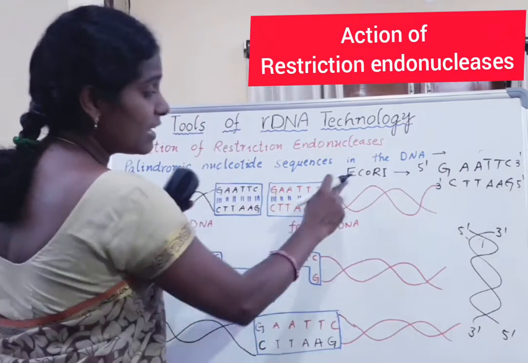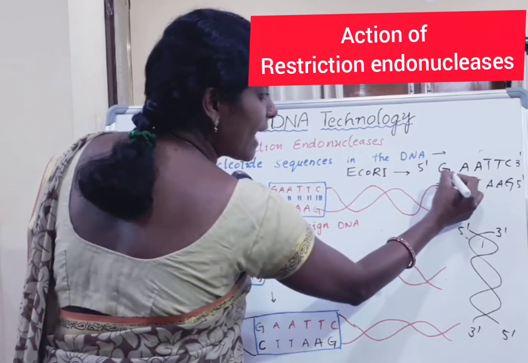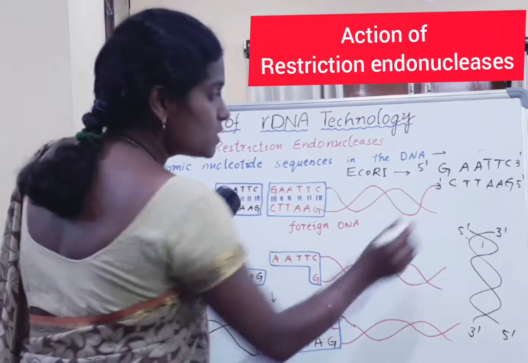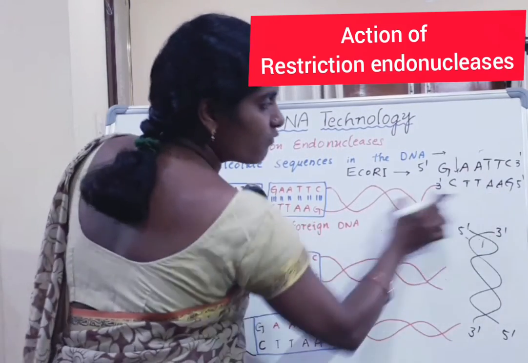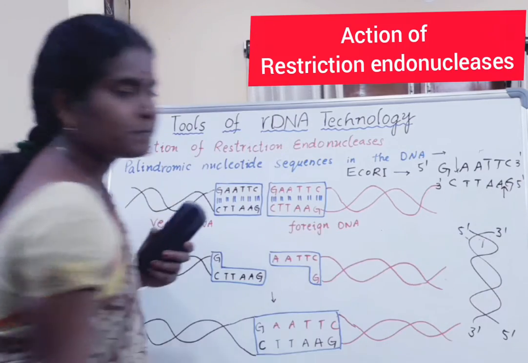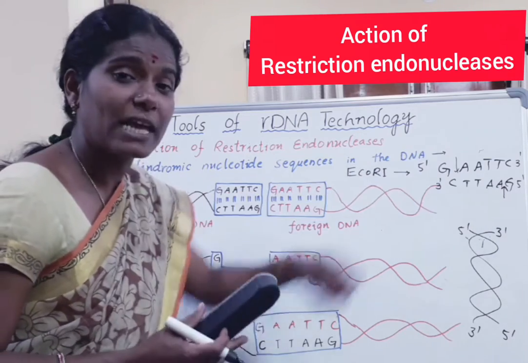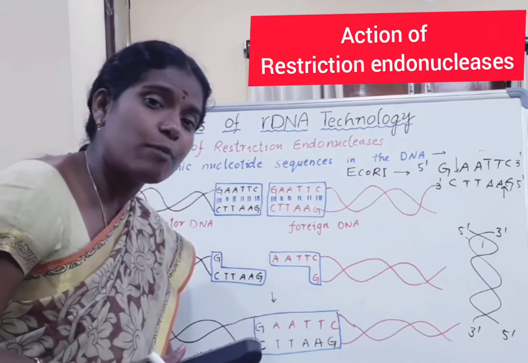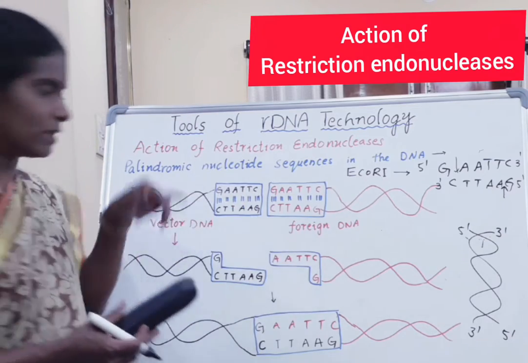EcoR1 is used to recognize the sequence where the GAA is present. It cuts here, and on the opposite complementary strand here. Then how the sticky ends are arranged. So far I gave you a basic idea about the action of EcoR1. Now let us enter into the actual concept.